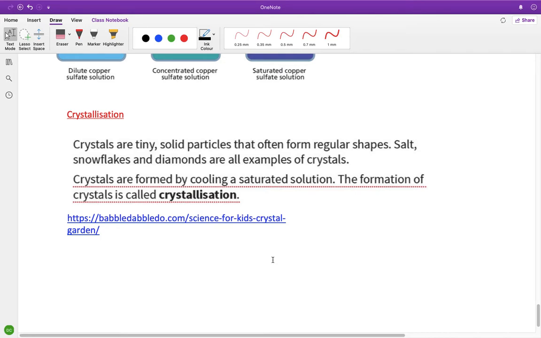So you can make crystals out of, like, I'll show you now, all sorts of different things. It's just that regular shape. Like if you were to look at salt under a microscope, salt is little crystals. They're very, very organized structures.